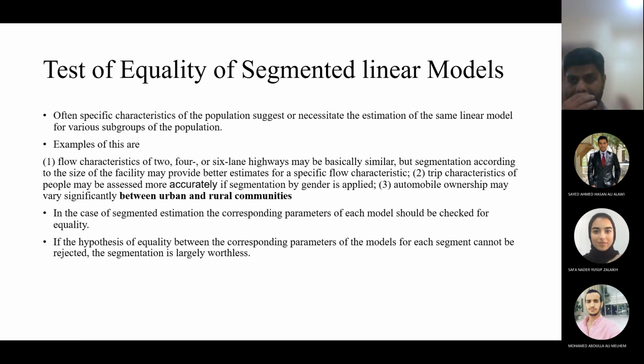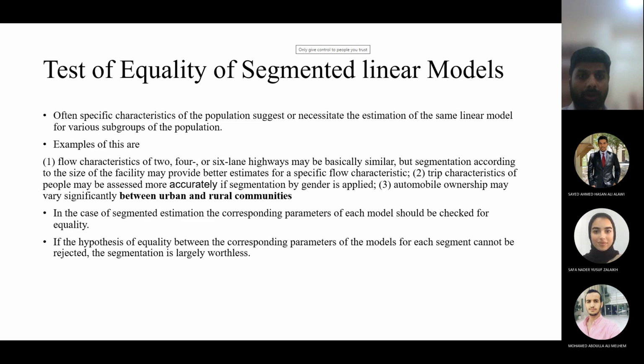Now, in some cases, for example, you are trying to develop a model which will give you the number of trips, or flow, or let's say, the example they are giving, automobile ownership, the number of cars owned by a household. For example, you are trying to develop an equation which will predict the number of cars in a particular household.